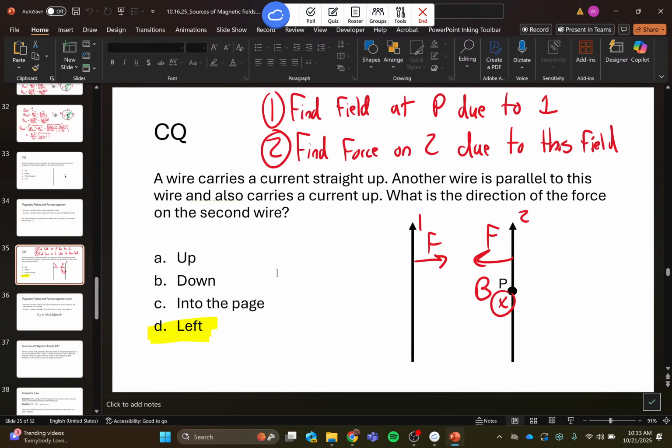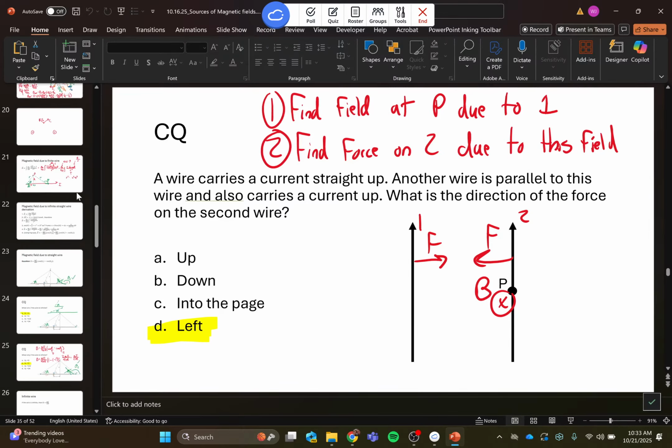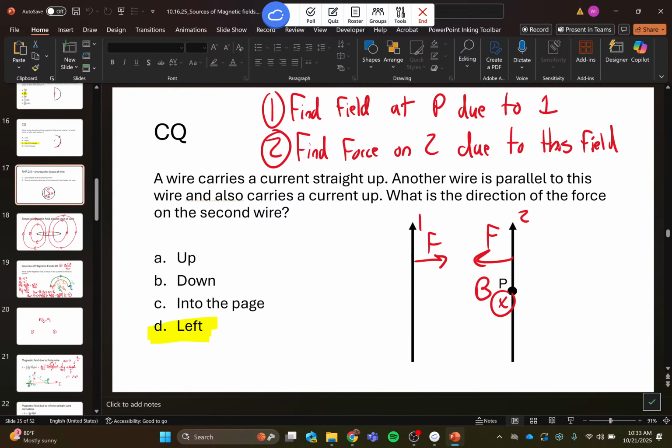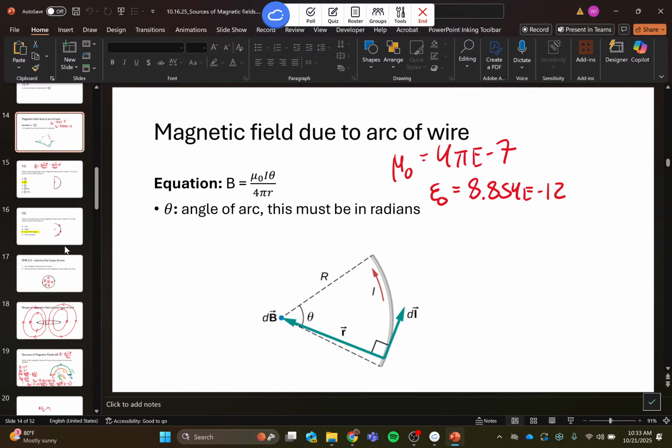Reminder for what we did last class. We've been talking about current carrying wires making magnetic fields, and we talked about two types of wires. We talked about an arc of wire, and we have the equation for that: mu naught I times theta over 4 pi r. So we have an arc of wire. We learned how to find the direction using right-hand rule 2.